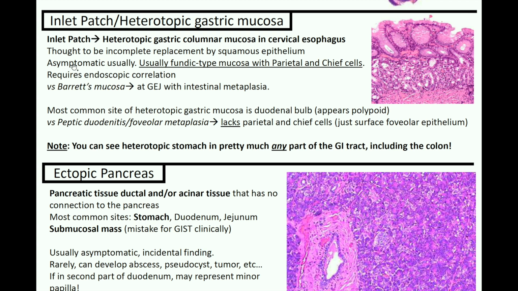On a similar note, you can have ectopic pancreas, which is, as it would suggest, pancreatic tissue, ductal and/or acinar, that has no connection to the pancreas. Most commonly, ectopic pancreas occurs in the stomach, duodenum, and jejunum as a submucosal mass, and can be mistaken for a GIST clinically. Ectopic pancreas is usually an asymptomatic, incidental finding. Rarely it can develop an abscess, pseudocyst, tumor, etc. If it's in the second part of the duodenum, it may represent a minor papilla.